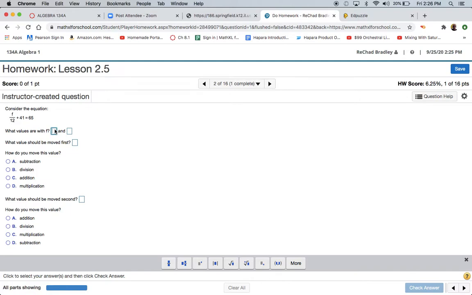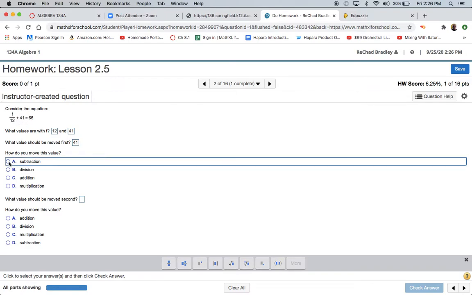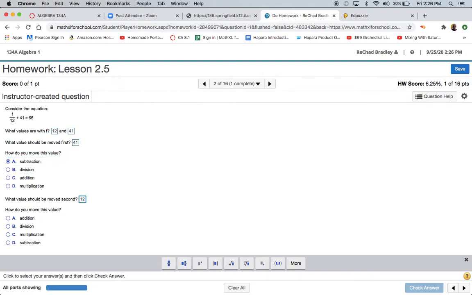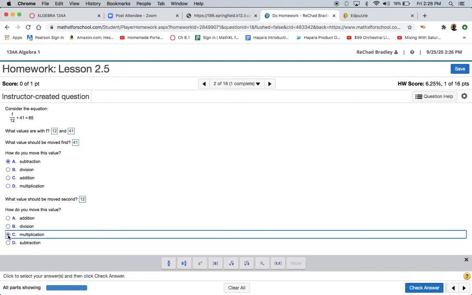The values with F, as far as I know, are 12 and 41. Again, 12 and 41 are over here with F. I don't care about this number. The value that should be moved first is the weaker of the two, which is 41. That is plus 41, so I will subtract. The value that should be moved second is 12. That is F divided by 12, so if I want to move it, I should do the opposite, which would be multiplication.